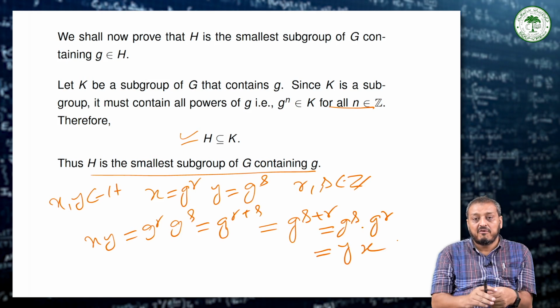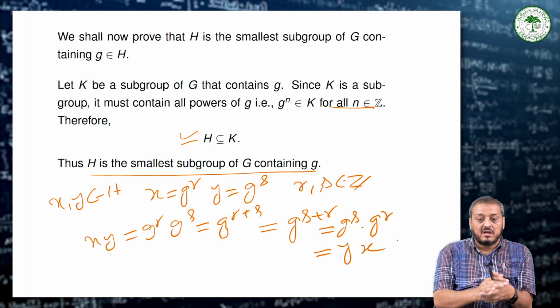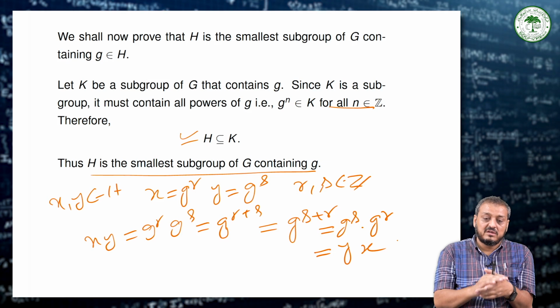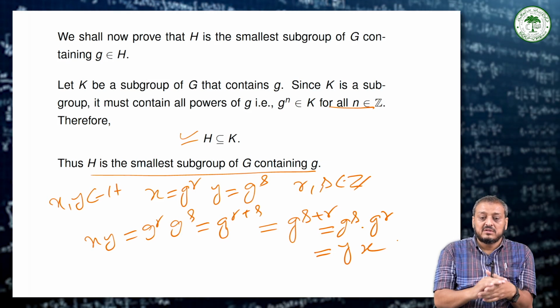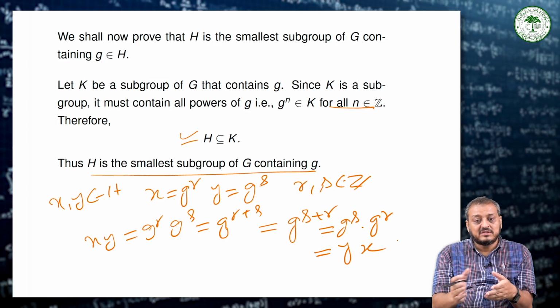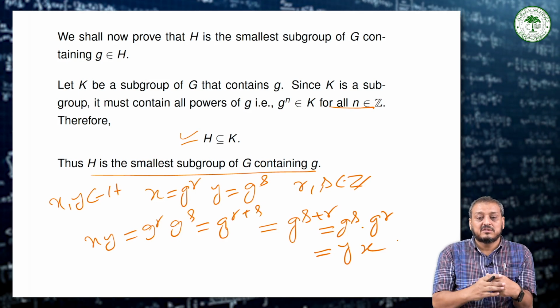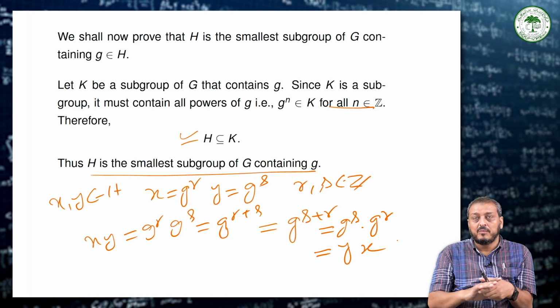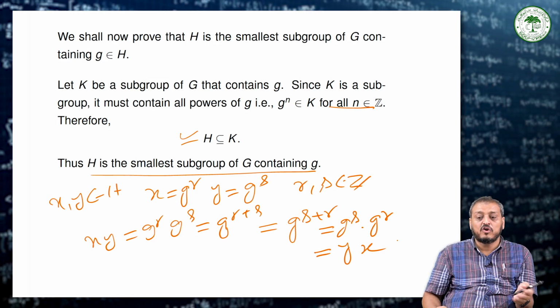So finally we showed that if x and y are elements of H, then xy is also yx. So this means H is a commutative group. It satisfies the commutative condition.